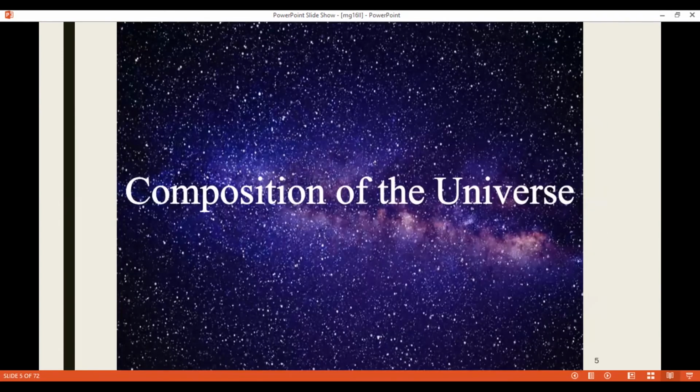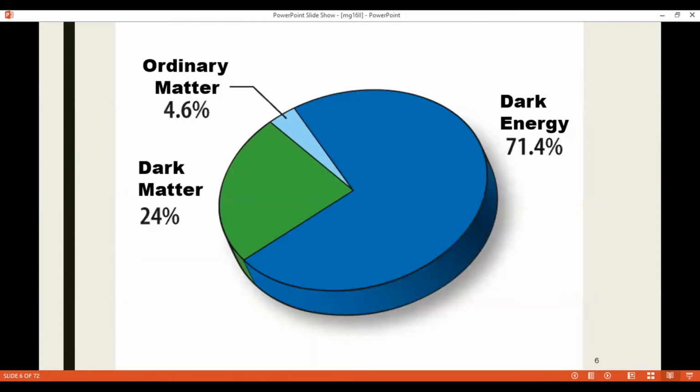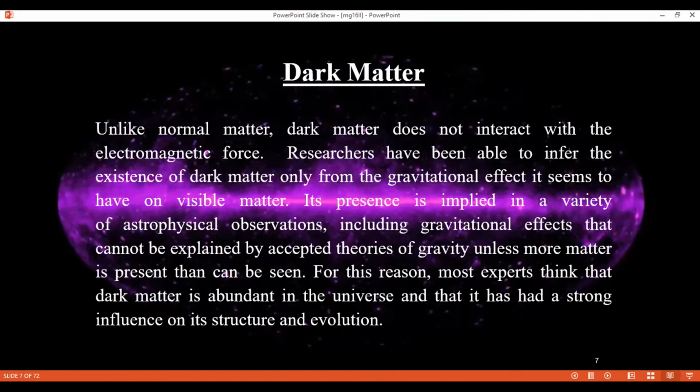It is very well known that this universe is composed of this energy budget. It has 71.4% dark energy, which is the largest part of the universe, 24% dark matter, and very little, 4.6%, is the ordinary matter about which we know. So most of this universe is unknown.